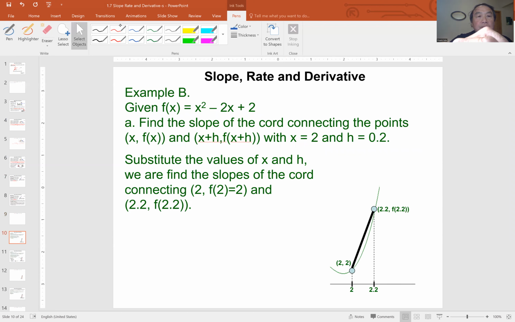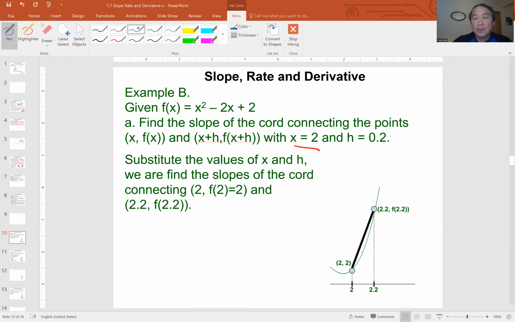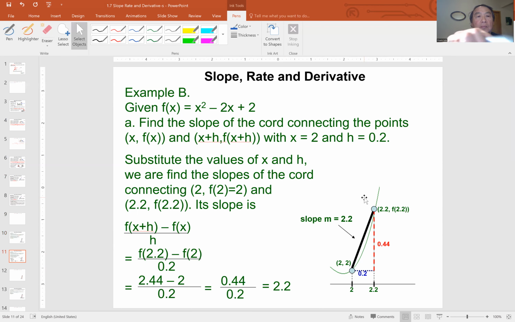Here's the picture. We start out at a base point 2, and we deviate by h, which is 0.2. So basically, we have 2 points, from here to 2.2 over here. We connect a line, and we want to calculate the slope of these points, using the difference quotient or the slope formula, and we can calculate that the slope of this chord is 2.2.